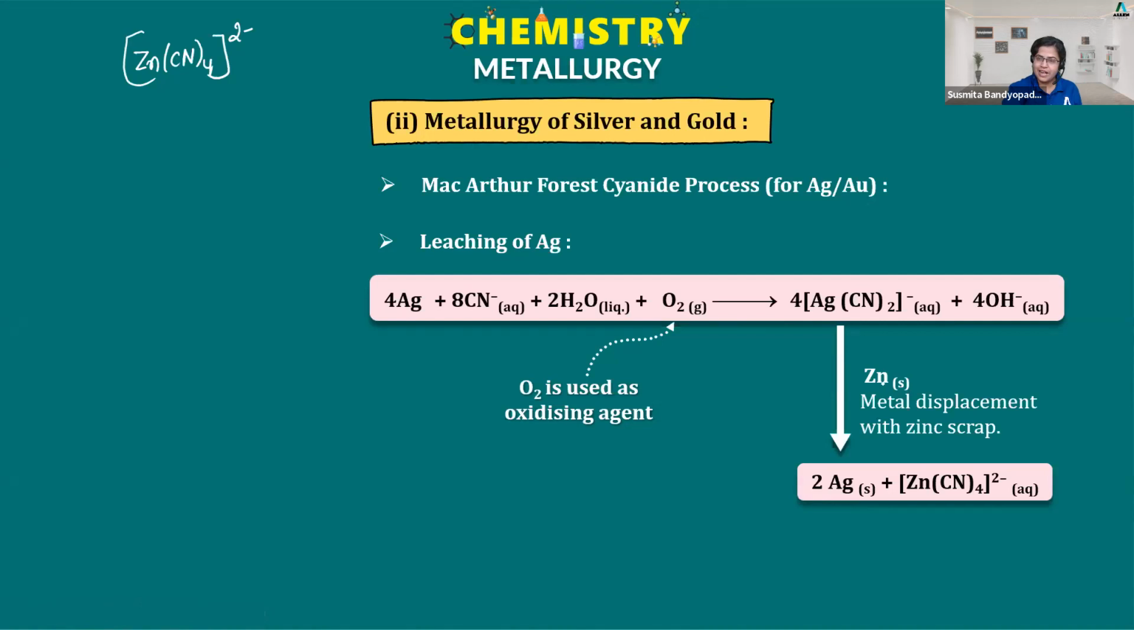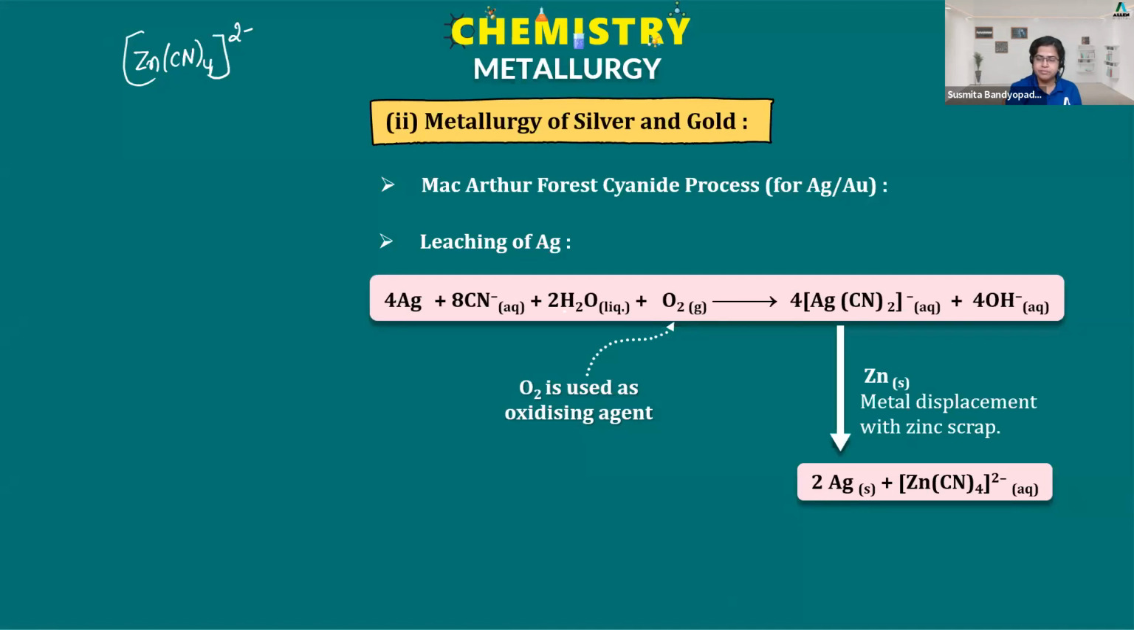Zinc. And I use zinc. Zinc forms this particular complex which is very stable. And silver precipitates out. And we get silver. And now we have to refine silver or purify it. That's a different thing.